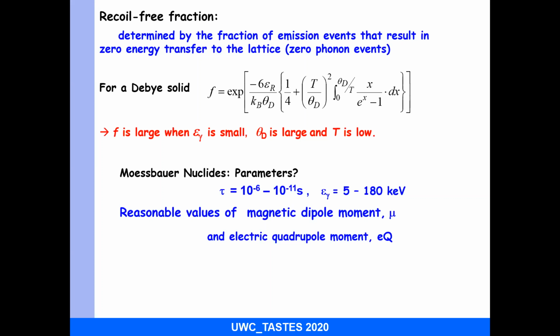The required parameters for a Moessbauer nuclide are that its lifetime should be about 10 to the minus 10 to 10 to the minus 11 second, with gamma ray energy from 5 to about 100 to 180 keV. And the nucleus should have a reasonable magnetic dipole moment and reasonable values of electric quadrupole moment for the hyperfine interactions to take place.